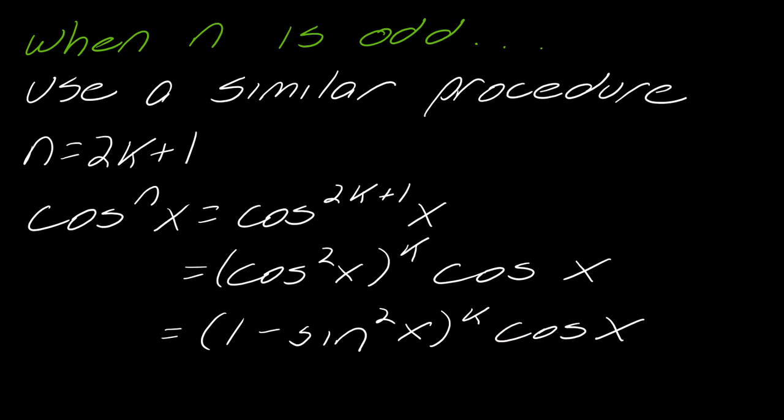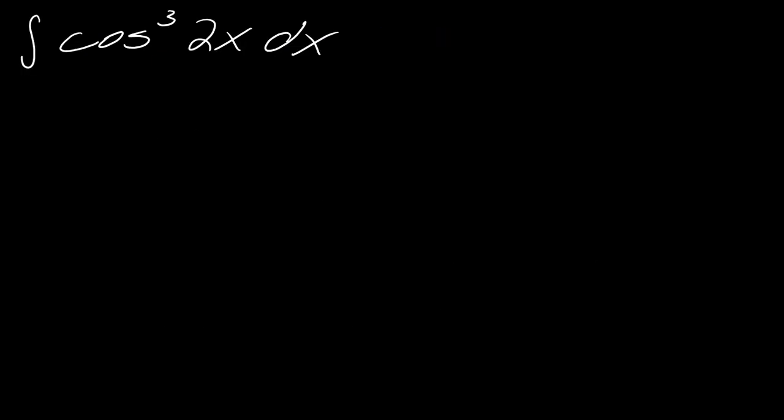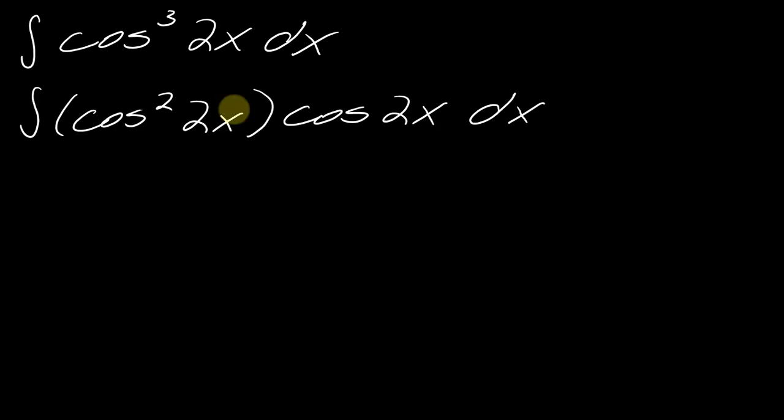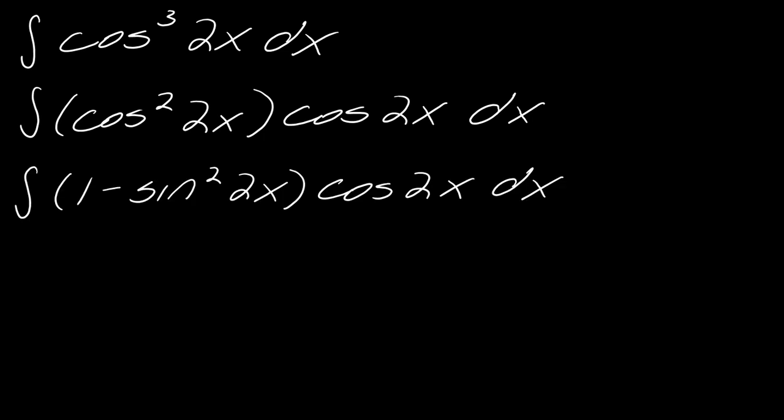Let's take a look at an example of this. Let's say I have cosine cubed 2x. To break up that cosine cubed, I'm going to rewrite this as cosine squared 2x and then just cosine 2x. So I have 1, 2, and then 3 cosines to get my cosine cubed. So it's still equivalent, right? And then I will rewrite cosine squared as 1 minus sine squared 2x, times cosine of 2x.